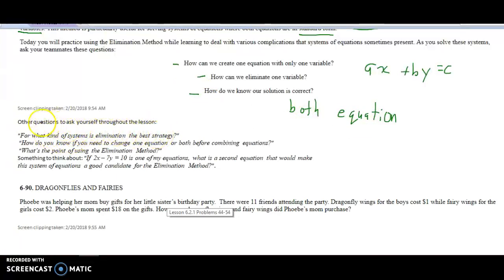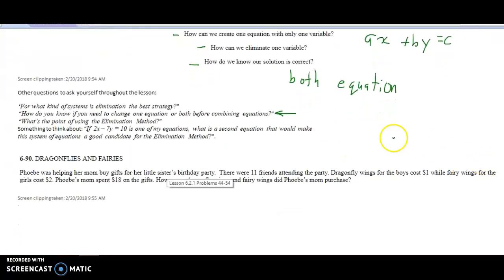Some other questions you can ask yourself as you're going through this work are: for what kind of systems is elimination the best strategy? How do you know if you need to change one equation or both before combining equations? Because sometimes with the elimination method, changing both equations can help out. And what is the point of using the elimination method?